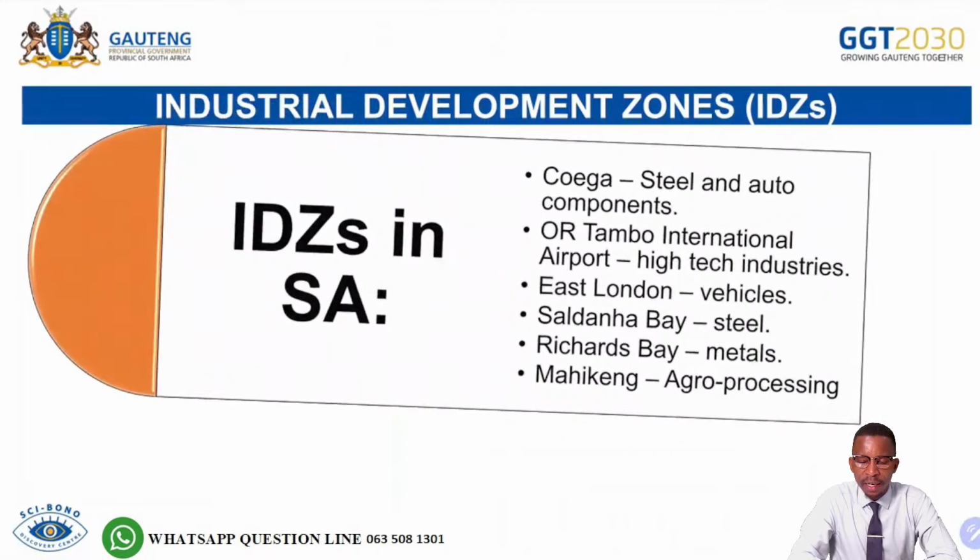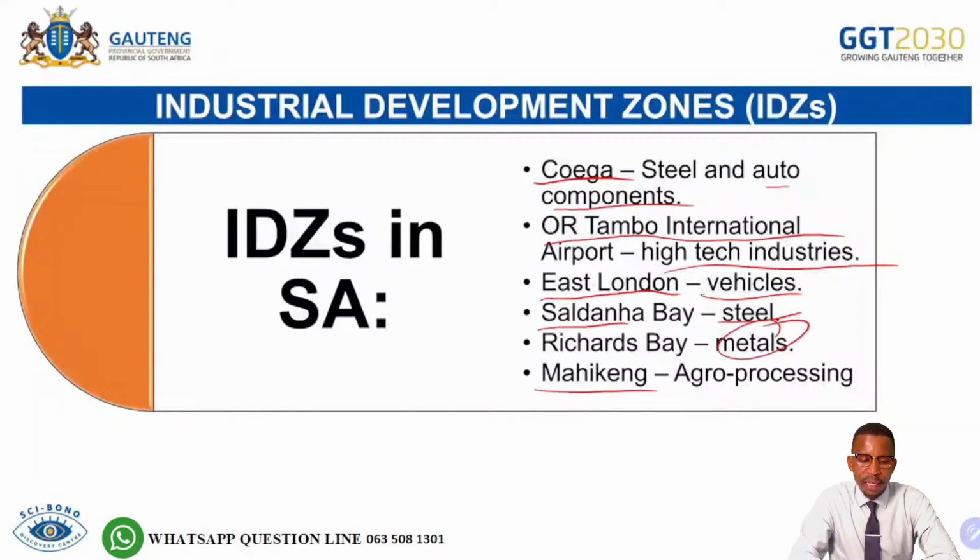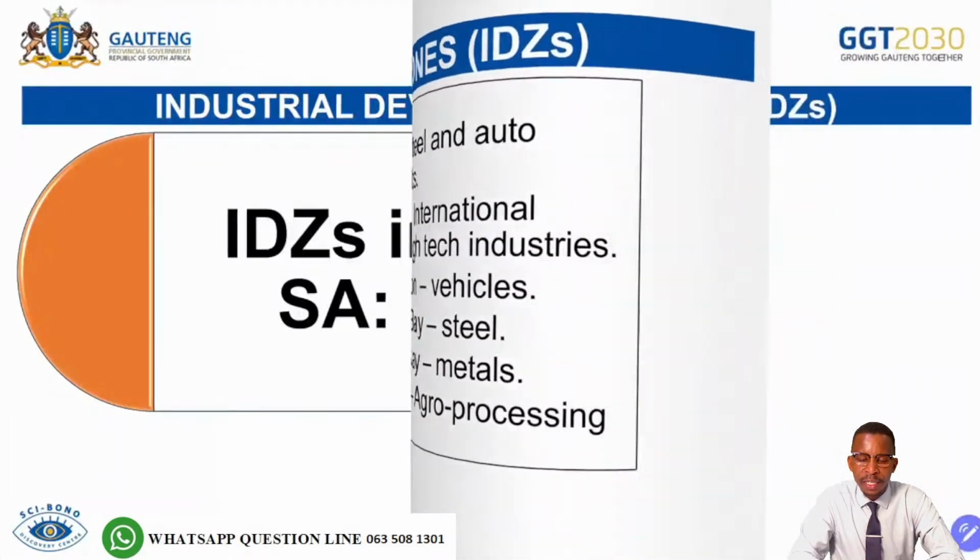So the IDZs currently in place in South Africa: we talk about Coega, which focuses on steel and auto components or automotive, OR Tambo International Airport, high-tech industries, East London, which focuses on vehicles, which is the automotive industry, Saldanha Bay, which focuses on steel, Richards Bay, which focuses on metals, and Mahikeng, which is agro-processing. These are the IDZs that are currently in place in South Africa.